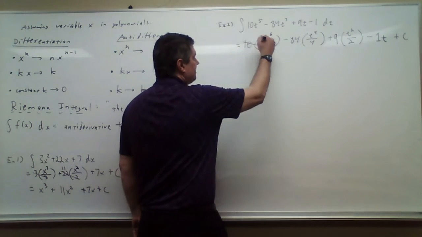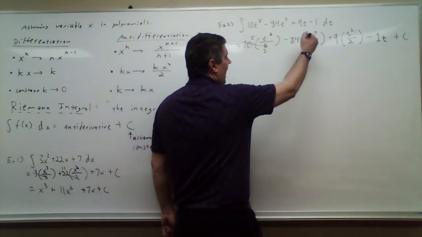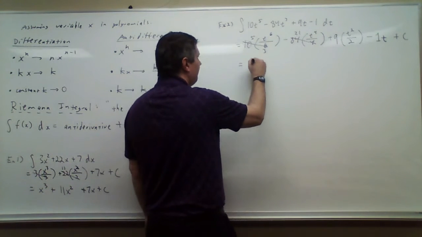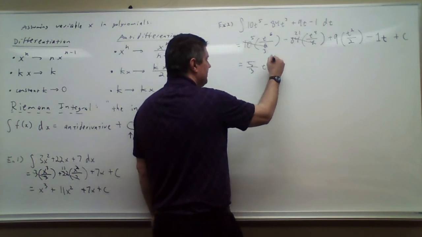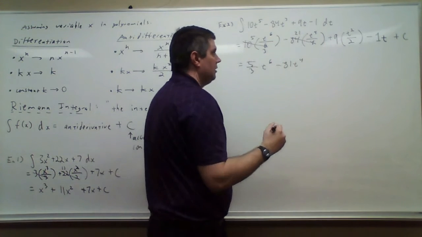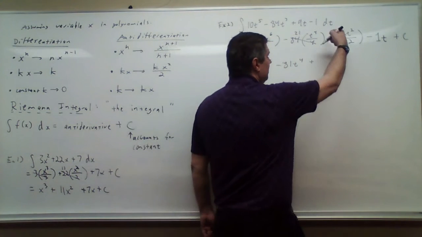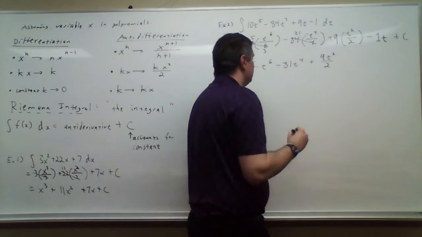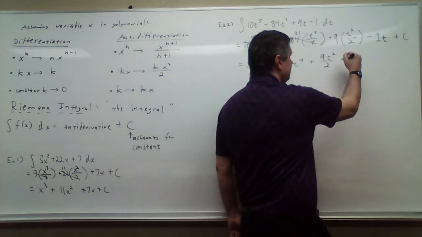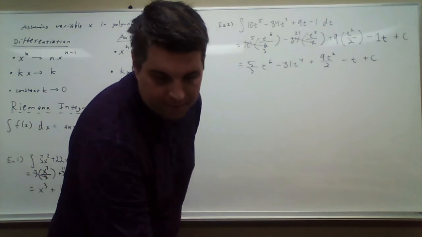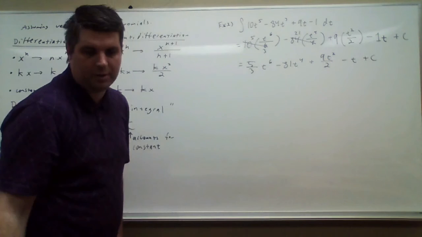10 divided by 6 leaves me 5/3. 84 divided by 4 leaves me 21. So I will have 5/3 t to the 6th minus 21 t to the 4th plus 9t squared over 2 minus t plus c. It may look different than what's on the paper, but that is okay.